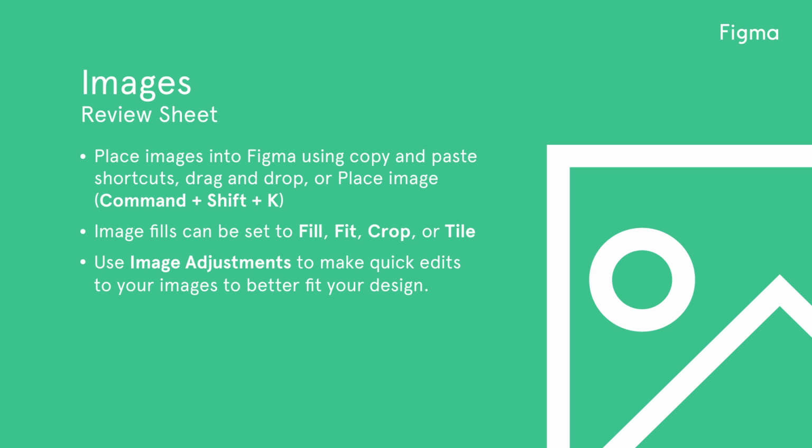Place images into Figma using the copy and paste shortcuts, drag and drop, or place image. The keyboard shortcut for place image is Command, Shift, K. Image fills can be set to fill, fit, crop, or tile. Use image adjustments to make quick edits to your images to better fit your design.